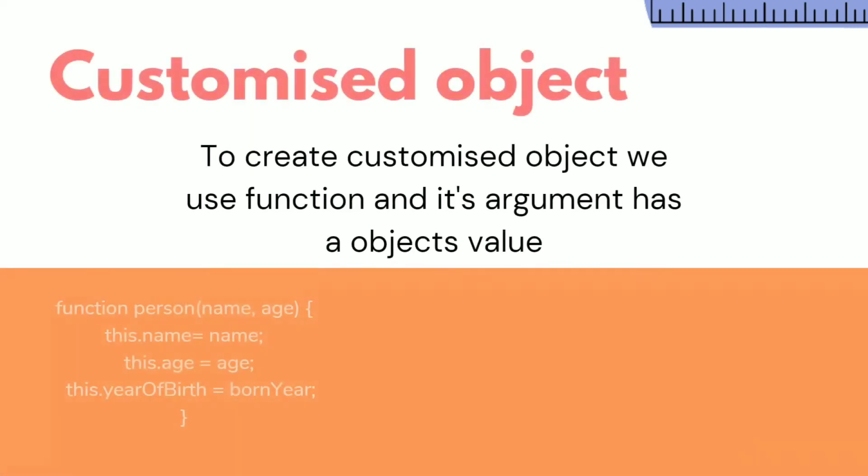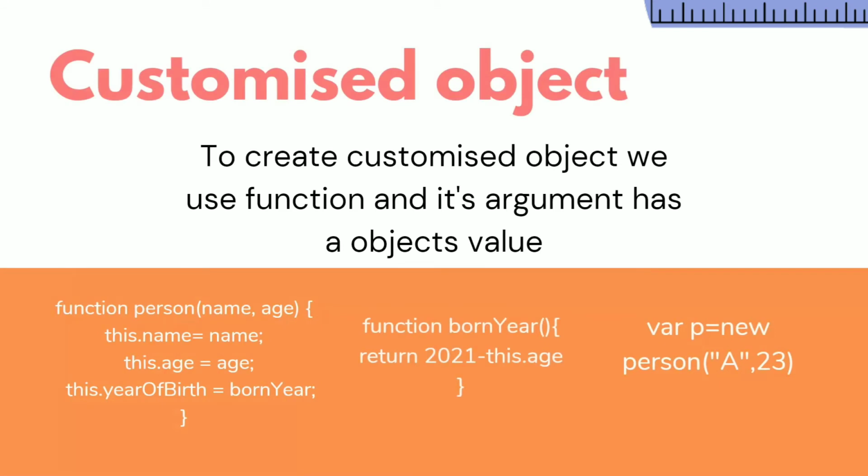Coming to customized objects, we can create customized objects in JavaScript, where we can create our own object, pass arguments to it and access them. Functions and objects are almost the same. Objects can also take up values, and functions also take up values in the format of parameters or arguments. First of all, we create a function name.